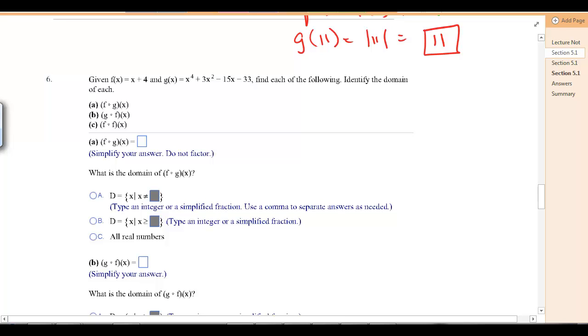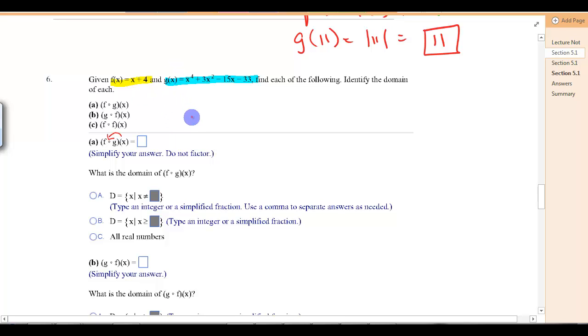All right, on number 6, we have f of x is x plus 4, and g of x is x to the 4th plus 3x squared minus 15x minus 33. And we're going to find each of the following. So first one is find f of g of x. So that means we need to take g and put into f. So all of this goes where the x is.